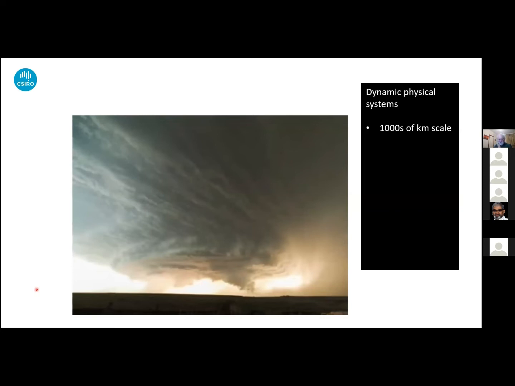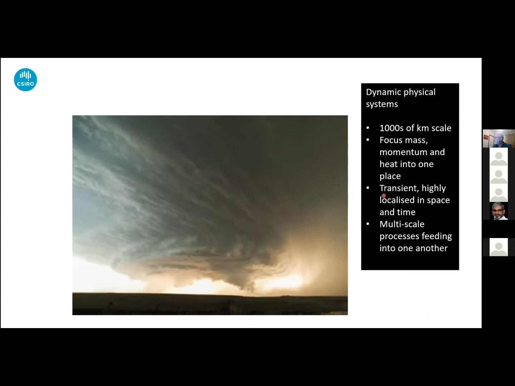So now I'm going to tease that out a little bit, and I'm going to step out and show an analogy for thinking of mineral systems as dynamic physical systems. Here's an example of one. This is a supercell thunderstorm somewhere out in the Western USA. It has some similarities to a mineral system in that it's operating on a thousands of kilometer scale. It's focusing mass, momentum, and heat into one place. That's what a mineral system does. It's transient, highly localized in space and time. And the main point I'm going to lead into here is that it's composed of a whole lot of multi-scale processes, constituent processes that feed into one another across a whole range of scales.